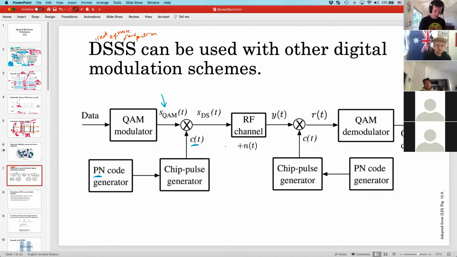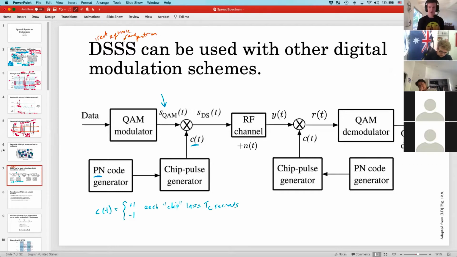The C of T is going to be either a +1 or a -1, depending on the pseudonoise, depending on the random input. And these are going to last, so each chip lasts TC seconds.